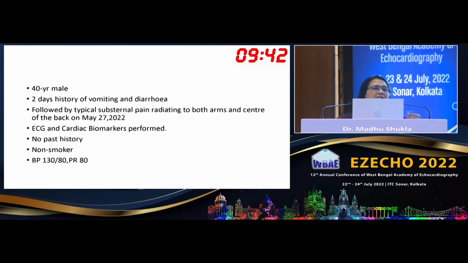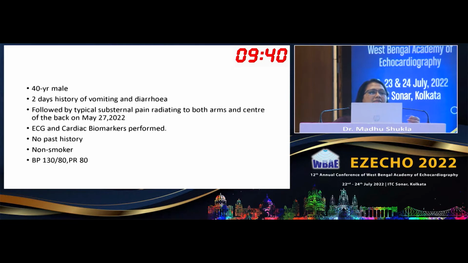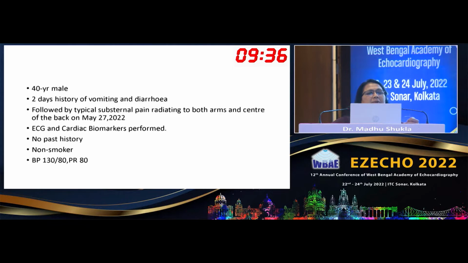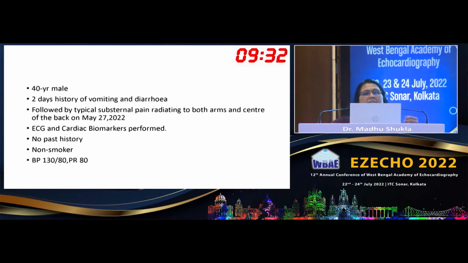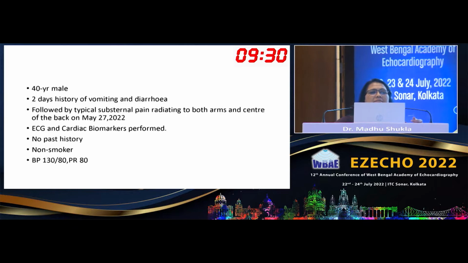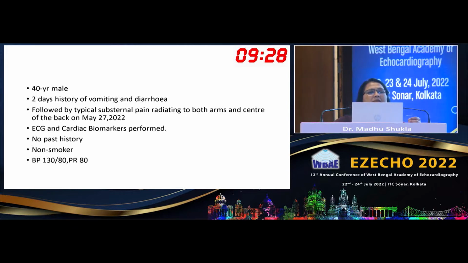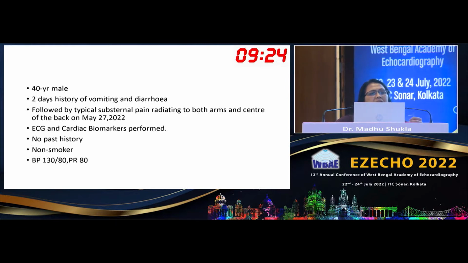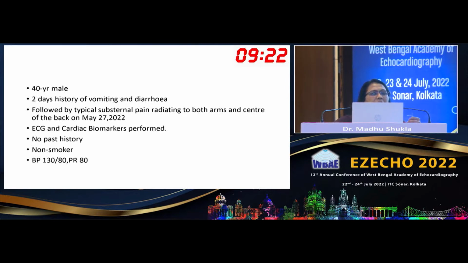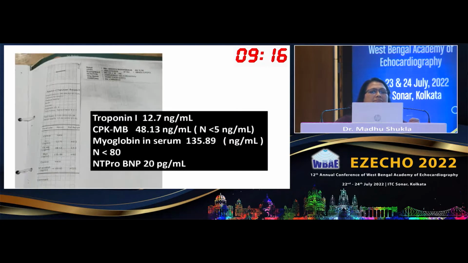This is a 40-year-old male who had a 2-day history of vomiting and diarrhea, and followed by that he had typical substernal pain radiating to both arms and the center of the back on May 27th, 2022. ECG and cardiac biomarkers were performed. There was no past history. He was a non-smoker. BP and pulse rate were absolutely normal.